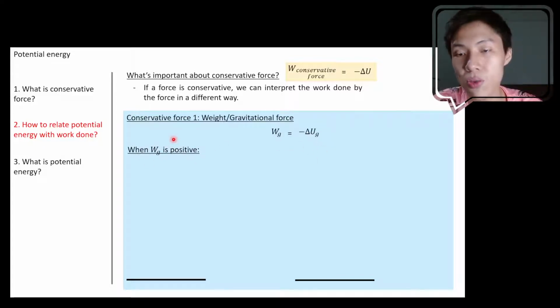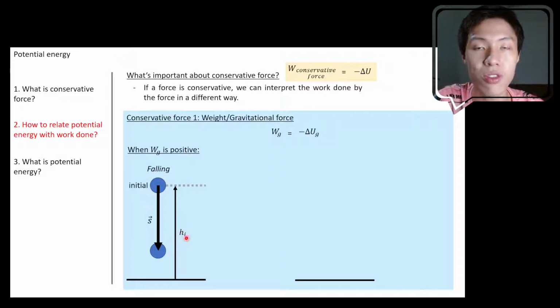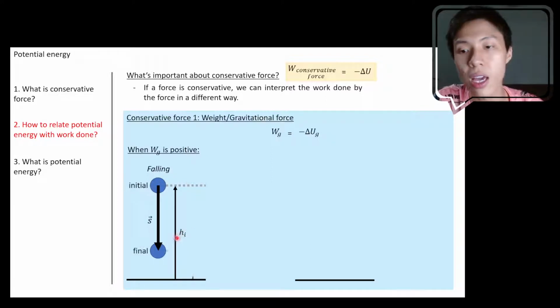A scenario in which the work done by gravity is positive is a situation in which an object is falling. The object is initially at a higher altitude, then it falls to a lower altitude. So we can expect the displacement to be a downward vertical displacement. The initial position is higher ground, so Hi will be a larger value, and the final position is at a lower altitude, so Hf is smaller than Hi.